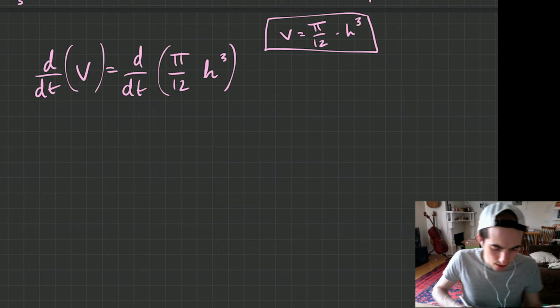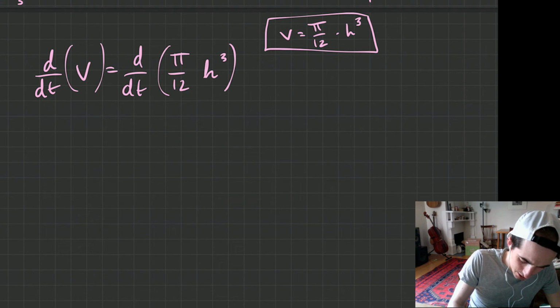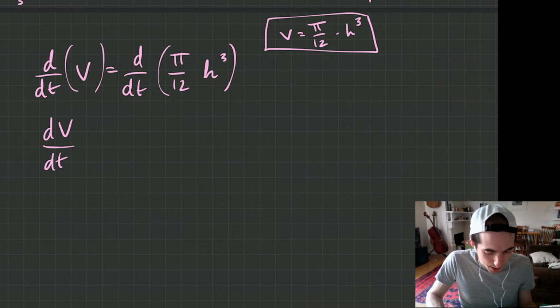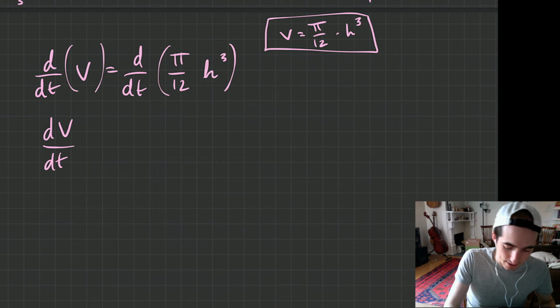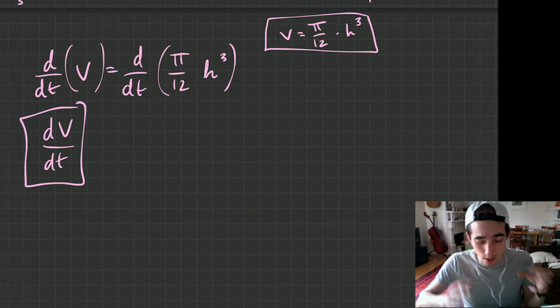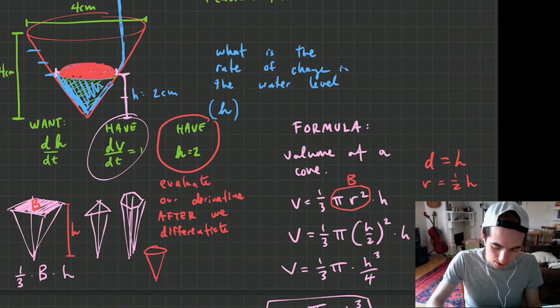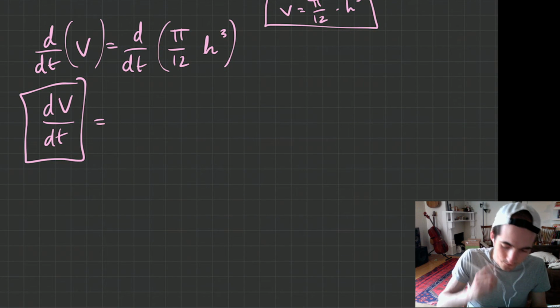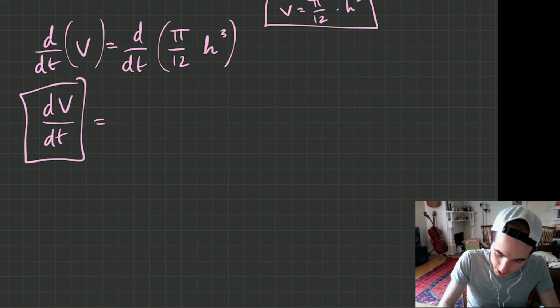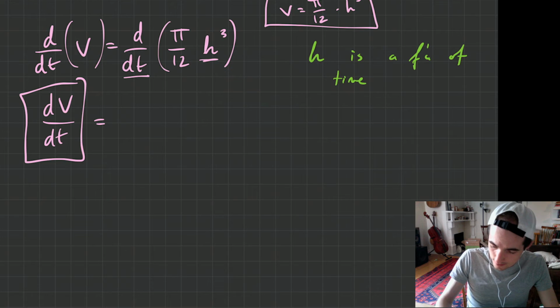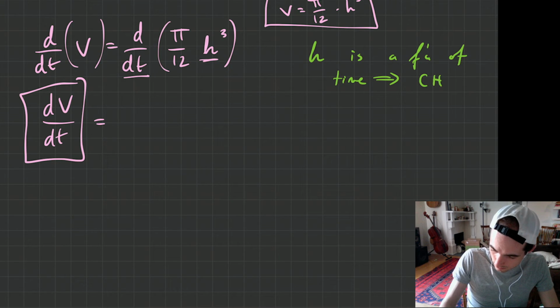Okay. Now, on the left-hand side, we're pretty much done, right? We've got dv by dt, and this is something that we know. So we don't have to worry about using the chain rule or anything like that. This is a variable that we have, right? It's right here. dv by dt is 1, okay? So that side is done. The problem here is that we're differentiating with respect to time, but h is not time. However, h is a function of time, right? Therefore, chain rule.